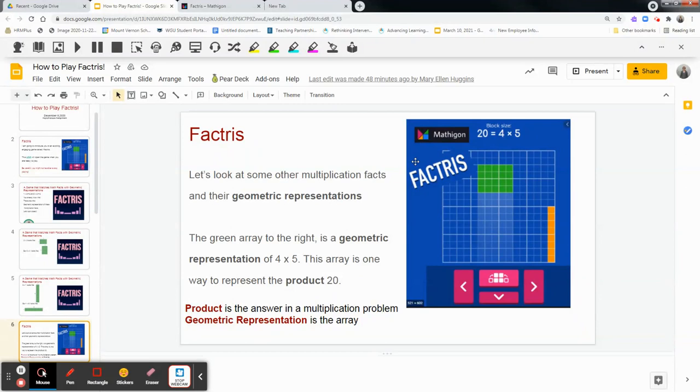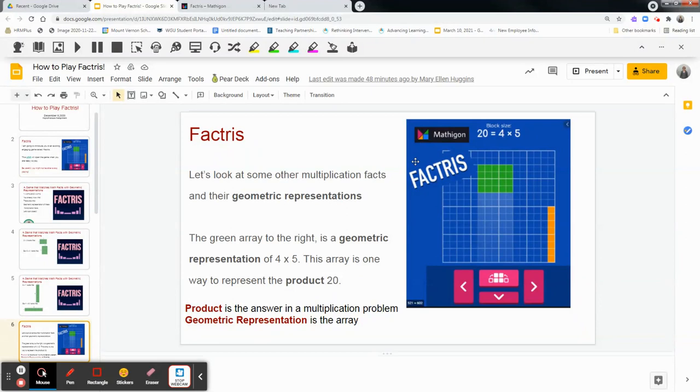Because your goal in this game is to fill up as much space as possible, and that's how you get the points. So you don't want any little space in between the arrays to exist. Now, there will be some spaces because it's really tough to fill everything.